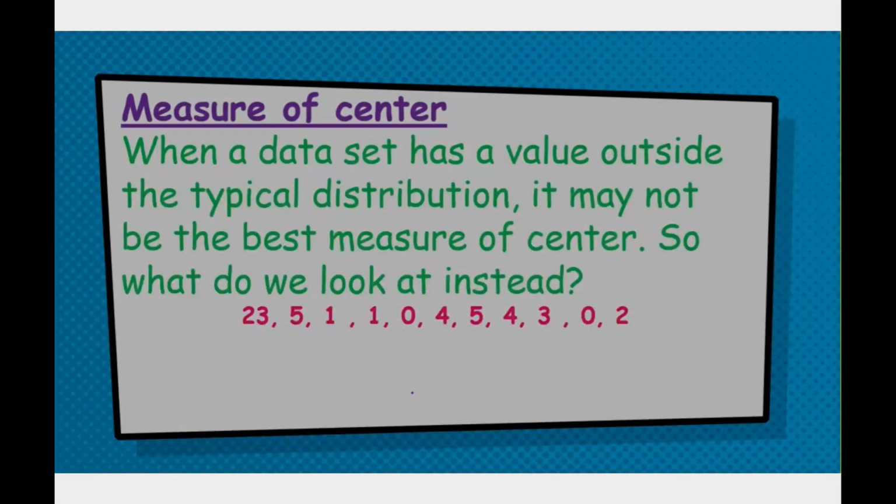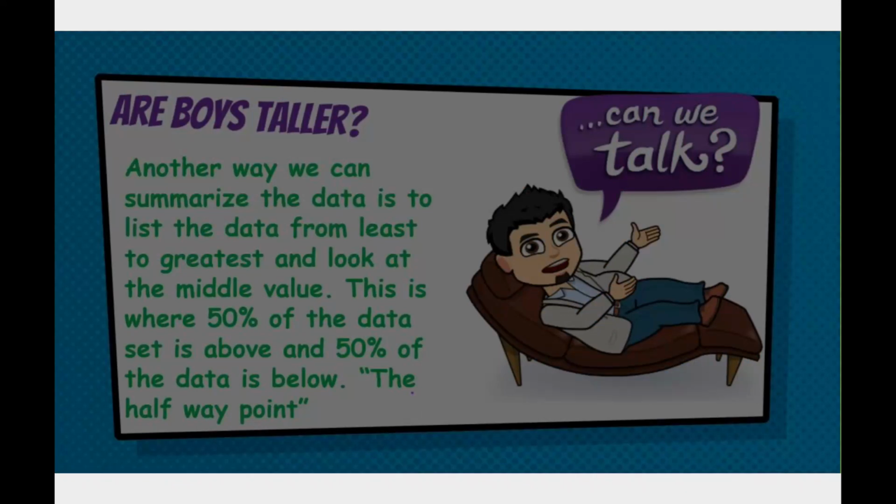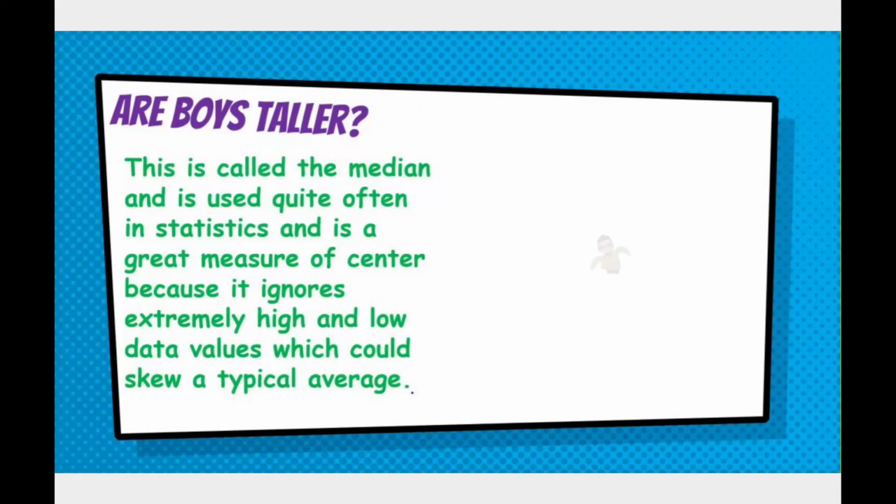So another type that we can look at when a data set has a value that's outside the distribution, like a really high or low number, like 23 in this case, is another measure, which is the median that we talked about a second ago. To summarize, we can list the data from least to greatest and look at the middle value. This is where 50% of our data set is above this data value and 50% is below. This is the halfway point, so to speak.